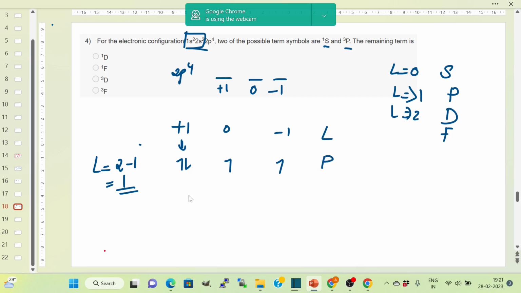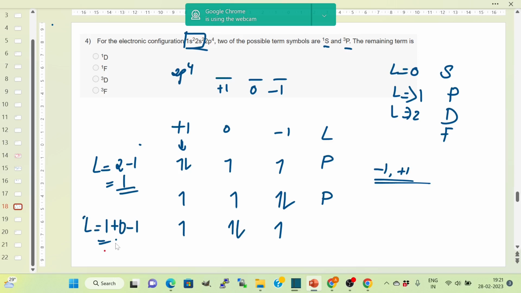Then we can have a similar arrangement where, if you look at this, we will get minus 1. This minus 1 and plus 1 are equivalent contributions. So this will also be P. Then this kind of configuration is also possible. Here, what will be the L? 1 plus 0 minus 1, right? So it will be 0 basically. So this can be S.